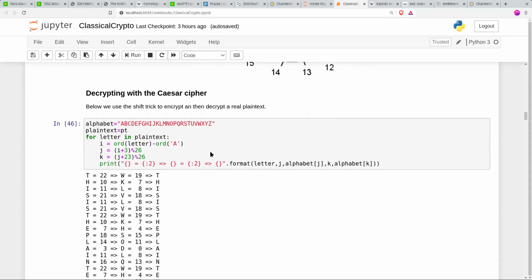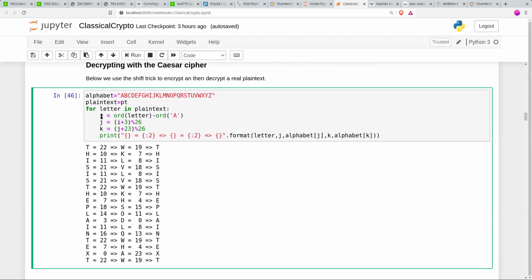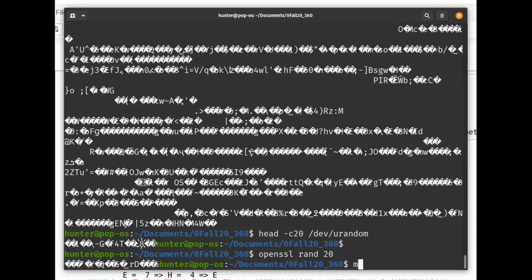Okay, so here we actually do the decryption. Here's the decryption part. So you initially have some letter. This part might seem strange to you. What ORD does is it gets the ASCII code for a letter. And maybe we should just take a quick digression over here and look at ASCII.